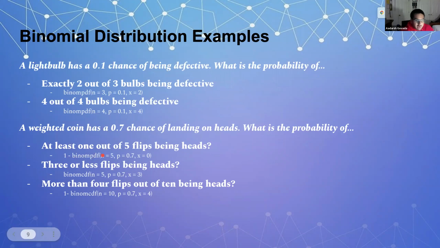So now 1 minus binomial PDF with n equals 5, p equals 0.7, and x equals 0, because we want it to not be 0 successes. That is how we calculate this probability. So we plug this into our calculator, and that would give us the answer.